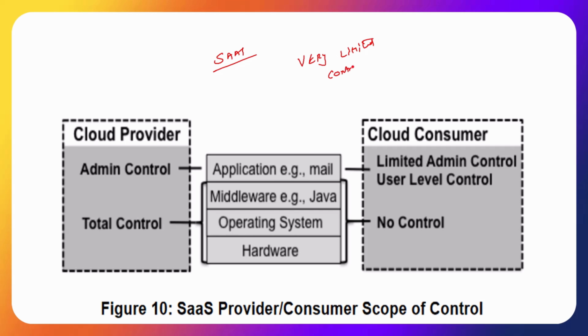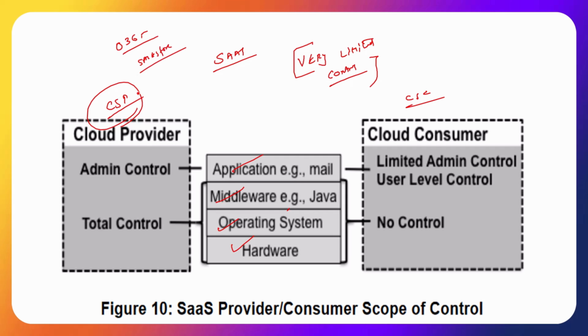We have very limited control. For example, this side we have the cloud service provider, this side the cloud service customer. We have the hardware, operating system, middleware, application. Up to the administration of the application is taken care of by the provider. For example, with the Office 365 stack, as a customer, are we updating the stack? No. If you go for Salesforce, are we updating the Salesforce application? No. They're taken care of by the provider.